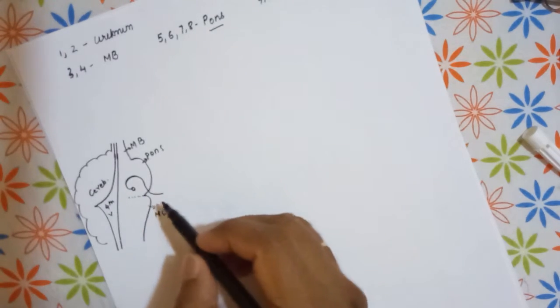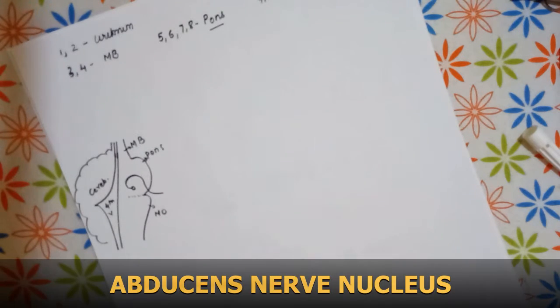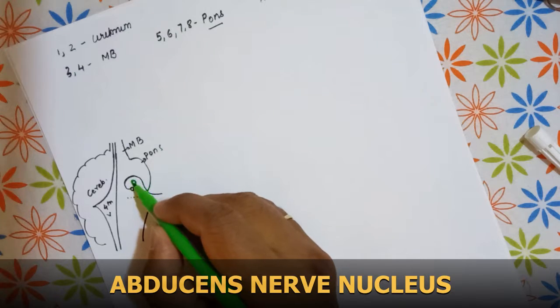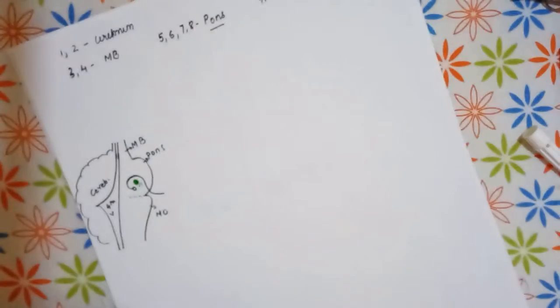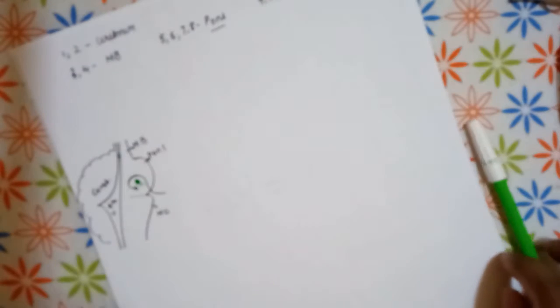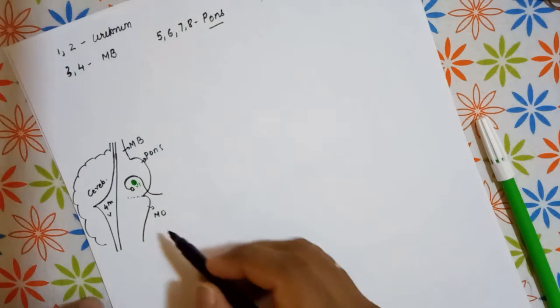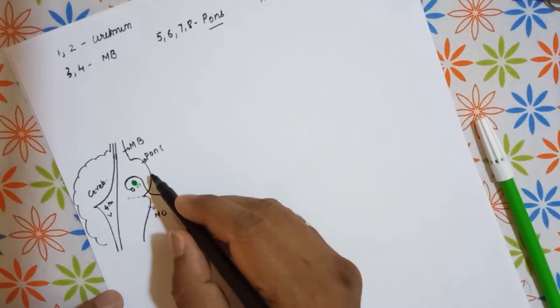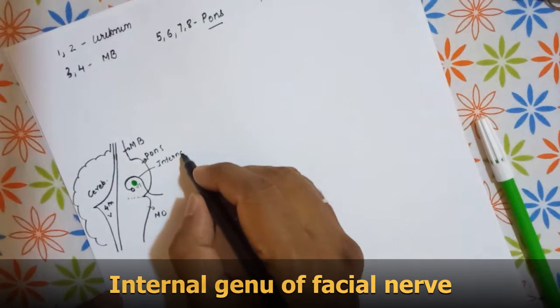This turn is because we have another nerve nuclei, that is the abducens nerve. So let us say this is the abducens nerve, that is the sixth cranial nerve. This sixth cranial nerve is present along the pathway of the facial nerve. That's why the facial nerve has to take a turn around the nerve and come out. So it produces a bend. This bend is called the internal genu.